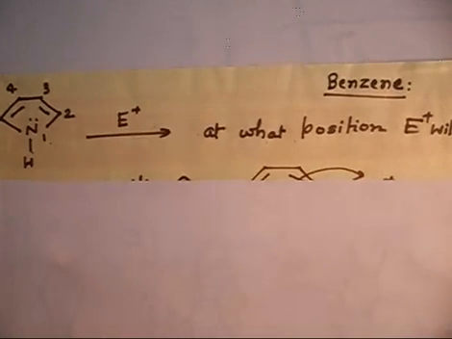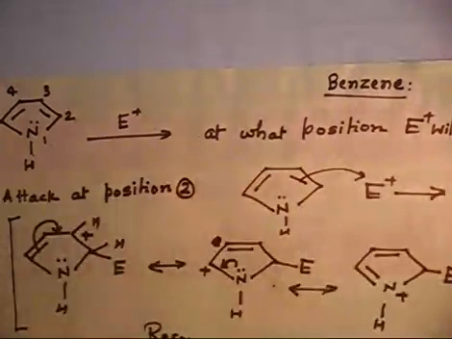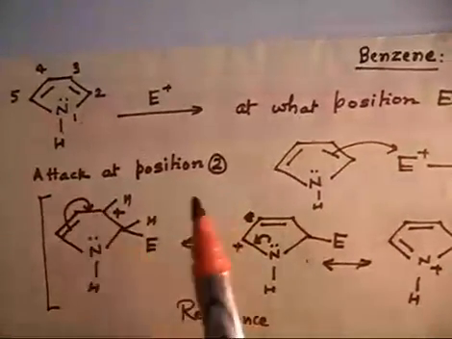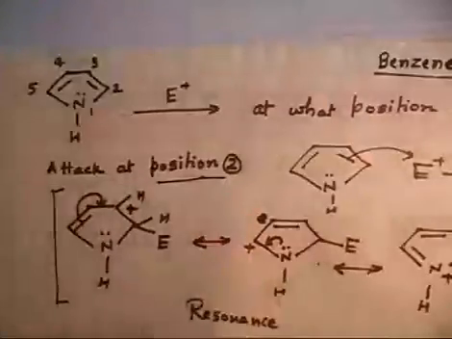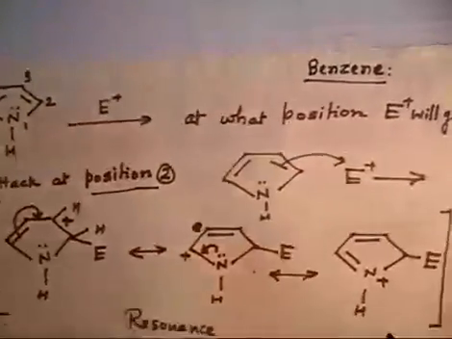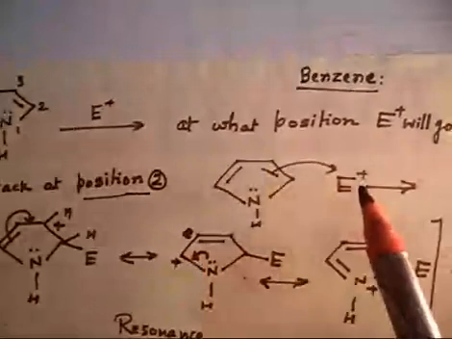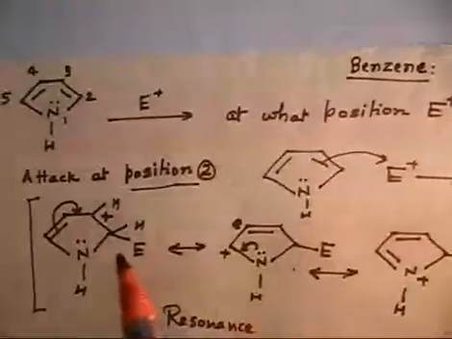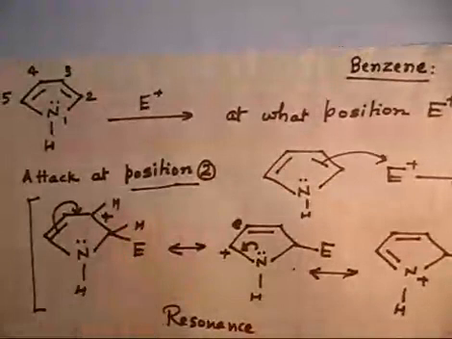Okay, let me do the solution. Maybe some of you have tried. So if you attack at carbon number 2, this is attack at position 2. Are you getting it or not? This lone pair, this double bond goes here. So you will add here and the electrophile's positive charge will come here. If you attach the electrophile here, positive charge will come here.